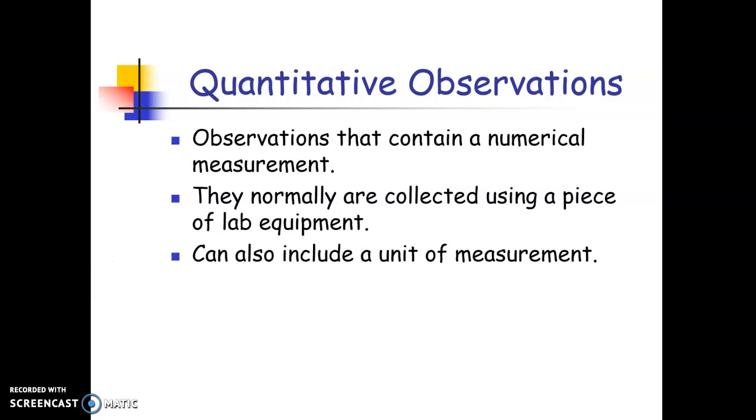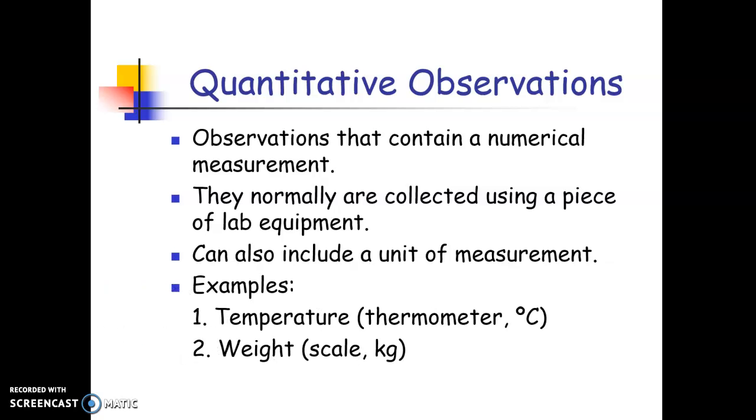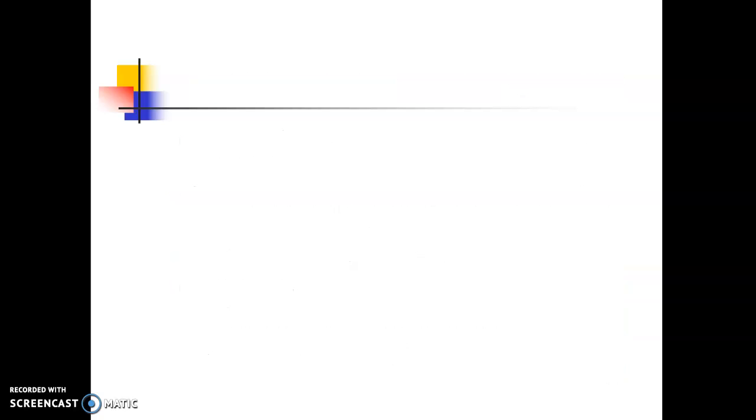And typically it also includes a unit of measurement. So if we're measuring with a ruler, the unit would be centimeters or millimeters. If we're measuring with a thermometer, it would be degrees Celsius. So there's typically a unit that goes along with our number. These are just some examples. For weight, when you're measuring with a scale, it depends on the scale. It can be kilograms, it can be pounds if you're weighing a person, or grams or milligrams. So the unit is typically associated with the number.